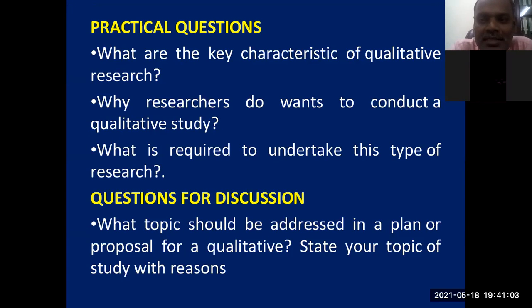Here for part one, especially the meaning and nature of qualitative study, there are practical questions also. What are the key characteristics of qualitative research? Why does a researcher want to conduct a qualitative study? What is the purpose of conducting a qualitative study? What is required to undertake this type of research? Then there is a big question also. What topics should be addressed in a plan or proposal for a qualitative study? State your topics of study with reasons. Once you select your topic, then choose the methodology. As qualitative, you can give the title and the reason for choosing qualitative as a methodology for your study. That's what the discussion questions say.